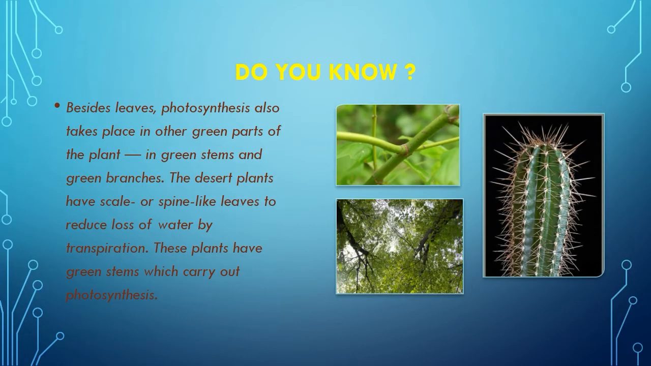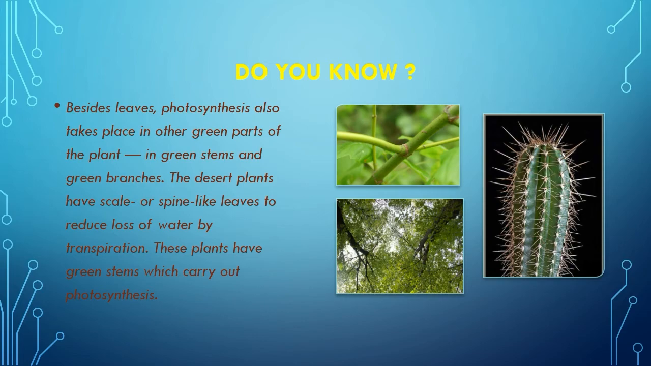Do you know? Beside leaves, photosynthesis also takes place in other green parts of the plant. That is, photosynthesis also takes place in green stems and green branches. The desert plants have scale or spine-like leaves. Why do they have these leaves? Because to reduce the loss of water by transpiration. What is transpiration? Water loss from leaves.